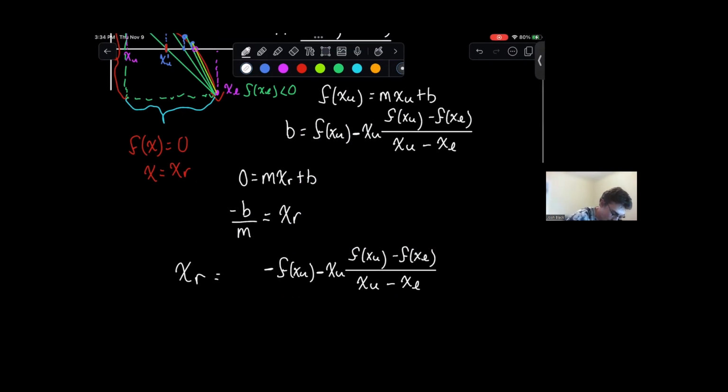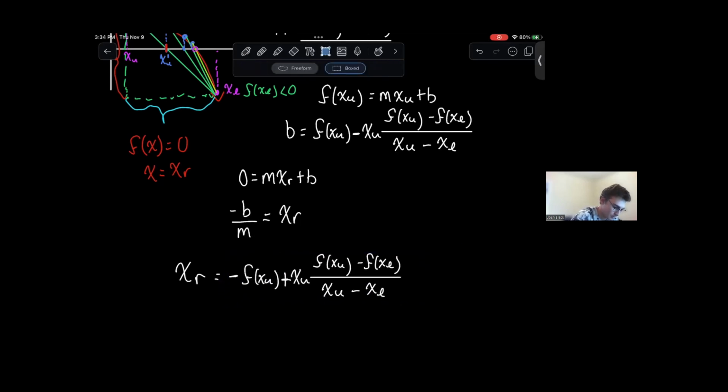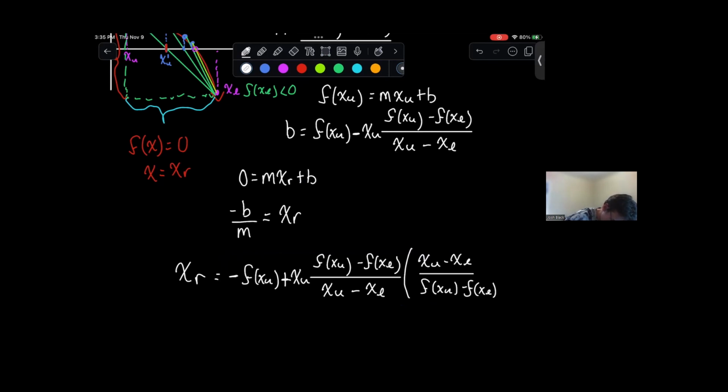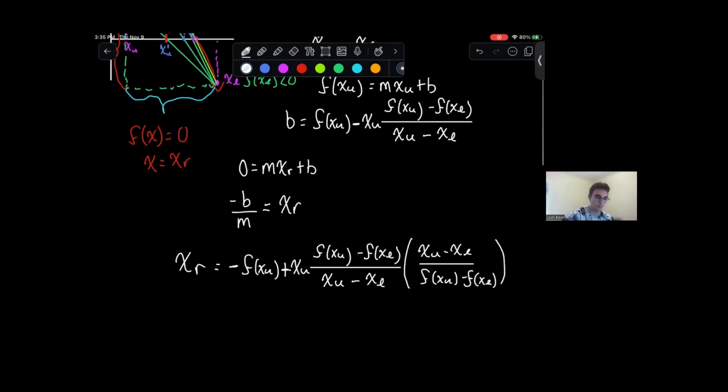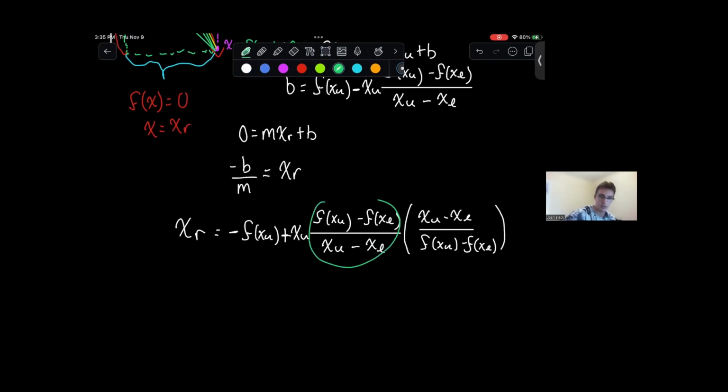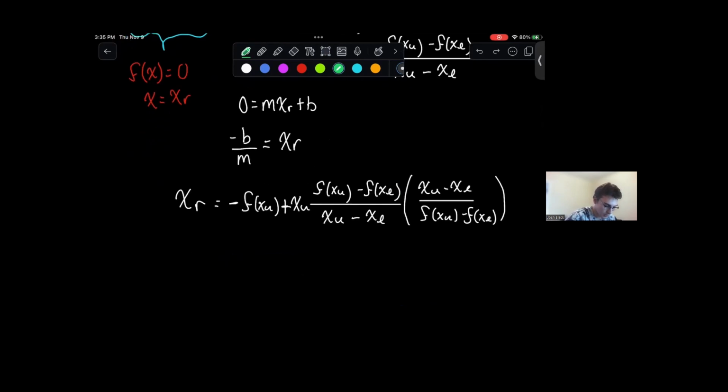So we have negative f of xu plus xu in that big blob divided by our slope. So I'm just going to multiply it by 1 divided by our slope. Or, you know what, I'll just take the inverse of our slope. See that? The inverse of our slope. If this is our slope here, I just kind of flip the numerator and the denominator. From here, let's look at what we can do.